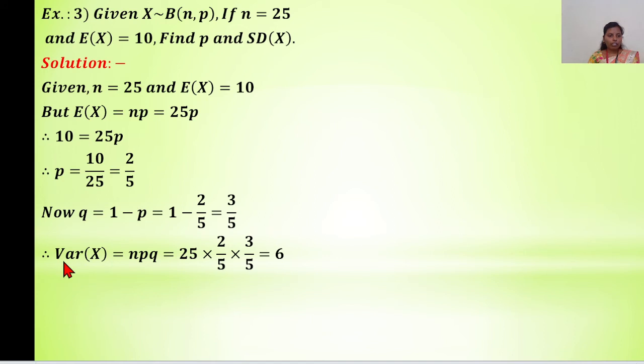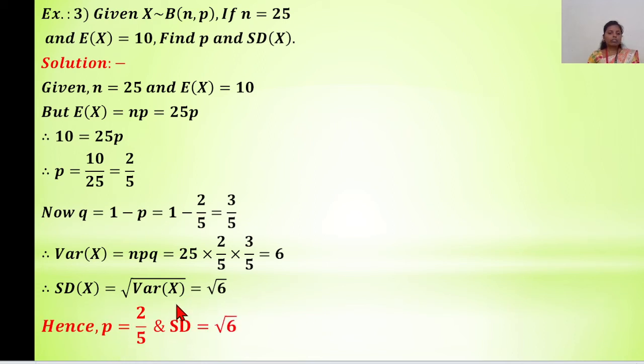Therefore, variance of x is equal to, we know the formula is the product of these three terms, n into p into q. Here we put the values, then the term is 25 into 2 by 5 into 3 by 5, which is equal to 6. Therefore, we know that the formula of standard deviation is the square root of variance of x, which is equal to root 6. Hence, p is equal to 2 upon 5 and standard deviation SD is equal to root 6.